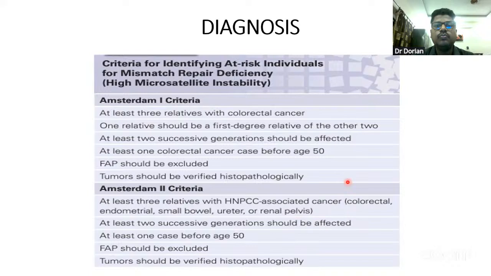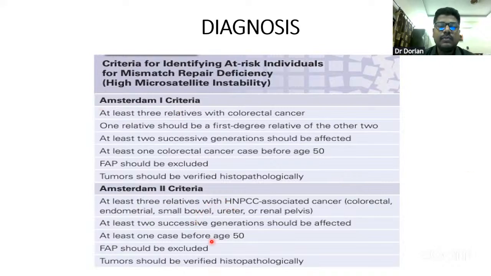I used to remember all these other cancers by the mnemonic CESUR, "seizure", given by our beloved Dr. Raja Mahendran sir in his classes when I was a student of him. Okay. CESUR stands for C for colorectal, E for endometrial, S for stomach and small bowel, U for ureter, and R for renal pelvis. CESUR are the other cancers related to HNPCC.